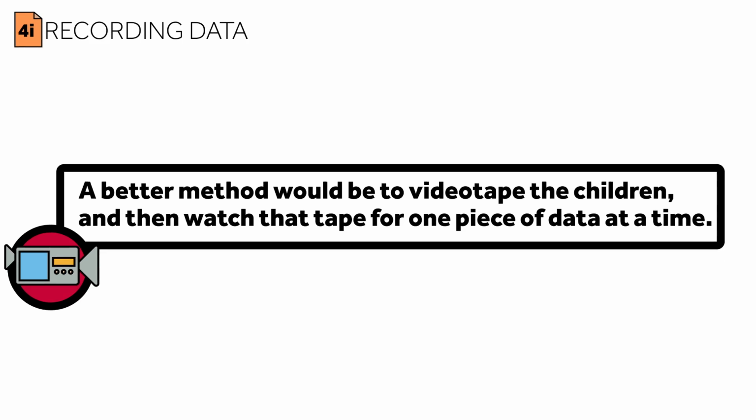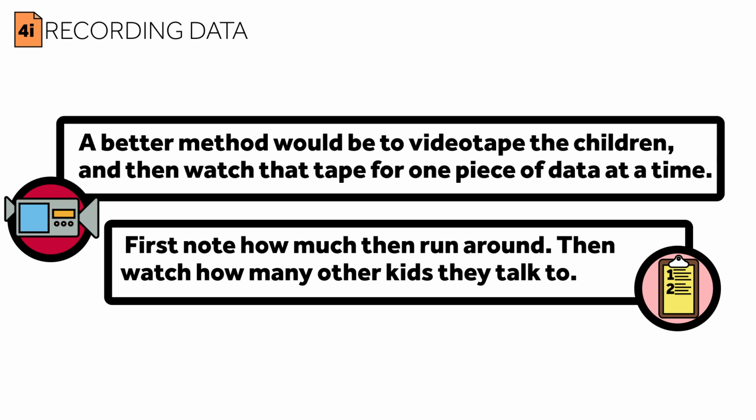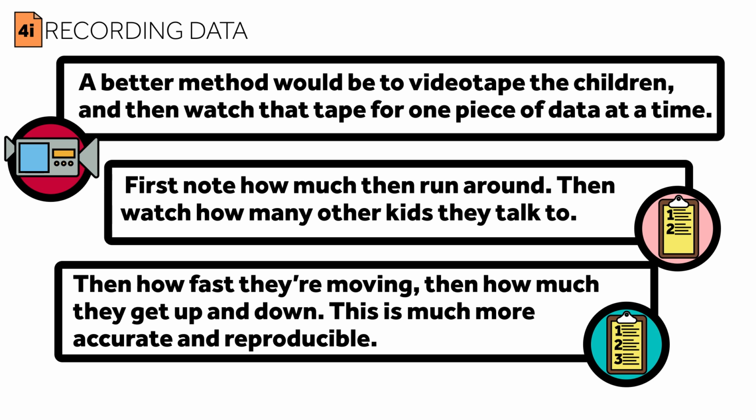A better method would be to videotape the children and then watch that tape for one piece of data at a time. First note how much they run around, then watch how many other kids they talk to, then look at how fast they're moving, then how much they get up and down. Much more accurate and reproducible. More common sense, but important suggestions.